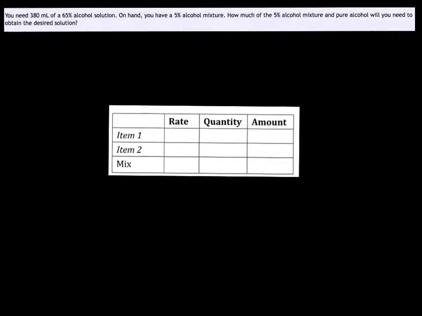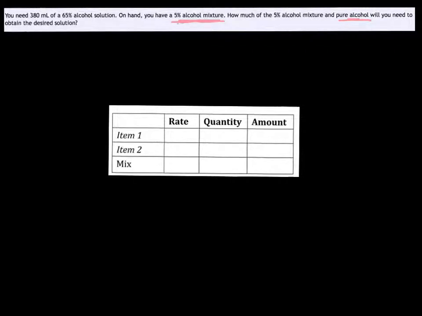Alright, for this mixture problem, we're looking to create 380 milliliters of a 65% alcohol solution. We're told that we currently have a 5% mix, and what we're going to do is mix some pure alcohol with this to get our desired solution.